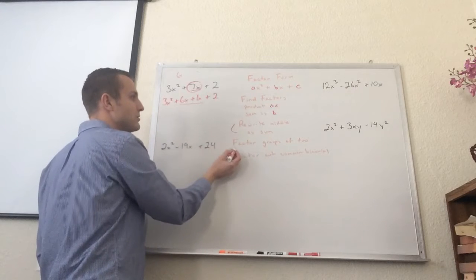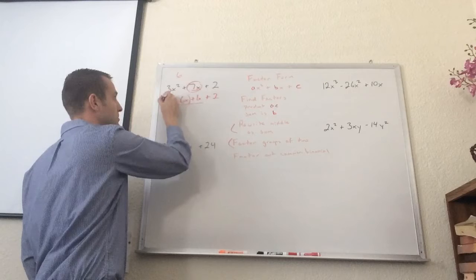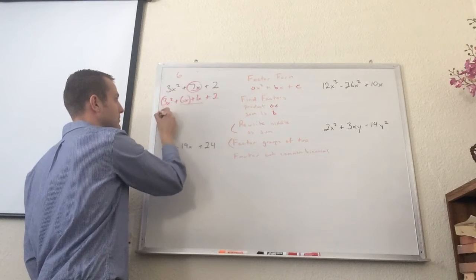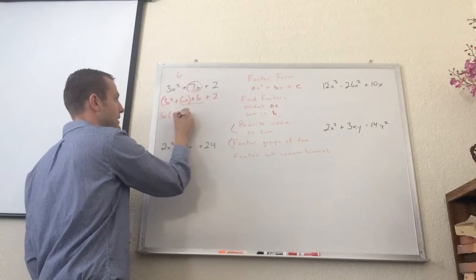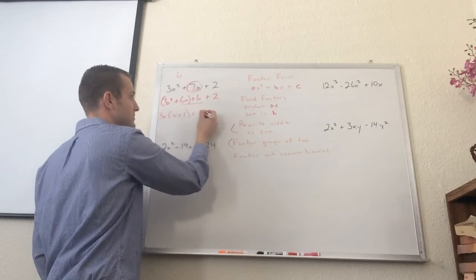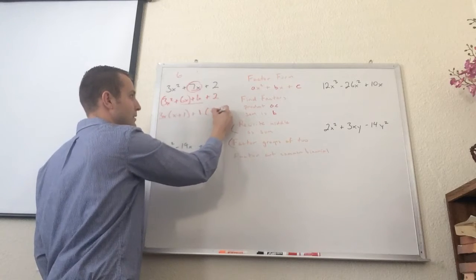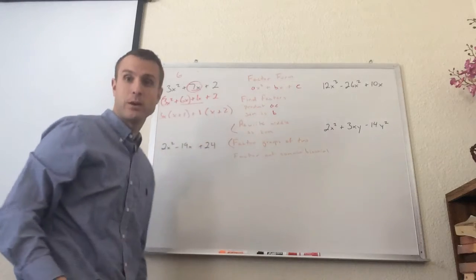Next, I'm going to factor in groups of 2. So I'm going to take my first two numbers and I'm going to factor out 3x, so I'm left with x plus 1. And then I'm going to take my next two numbers. Since there's nothing that can be factored out there, I'm just going to put a 1. So if you can't factor out anything, just put a 1 there.